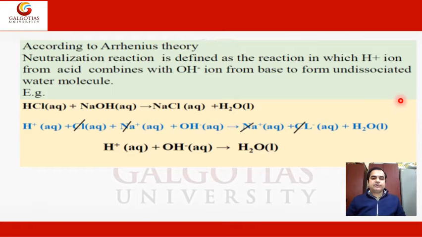Now, according to Arrhenius theory, a neutralization reaction is defined as the reaction in which H+ ions from the acid combine with OH- ions from the base, forming salt and the undissociated molecule water. As we can see in the equation, this is a strong acid and this is a strong base, and they form salt along with the undissociated water molecule. When they dissociate into ions, the Cl- and Na+ ions cancel with each other, and we get only the undissociated water molecule in the reaction, which is called a neutralization reaction.